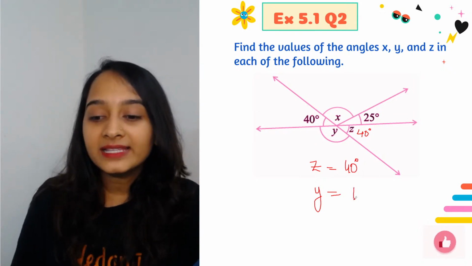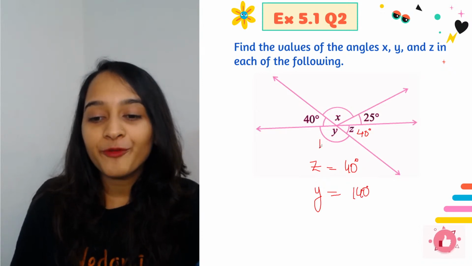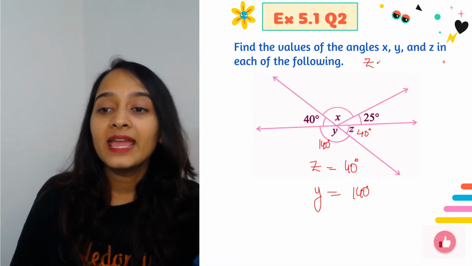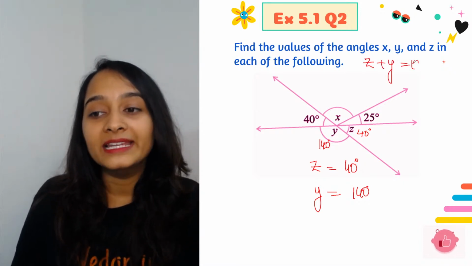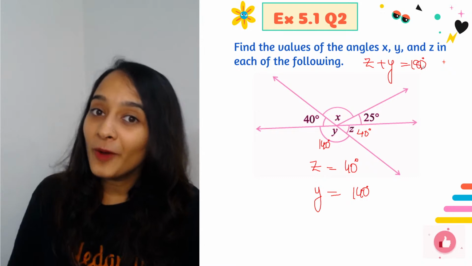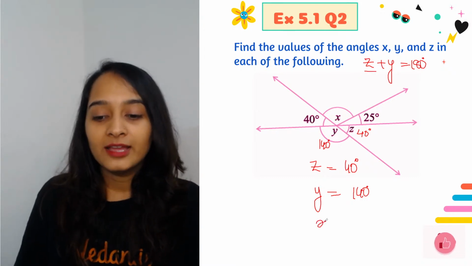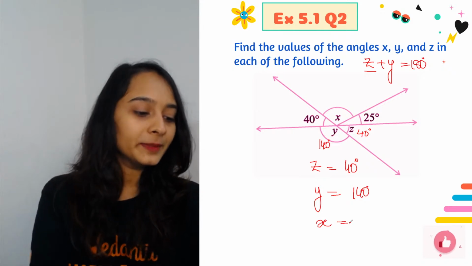Exactly. Your Y is equal to 140 degrees. Why? Because your Z and angle Y are a linear pair. They add up to 180 degrees. So if this is 40, Y has to be 140. What about X? What about X?